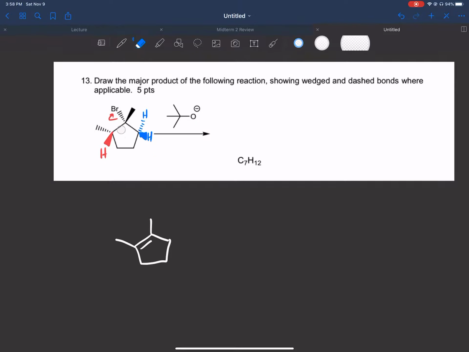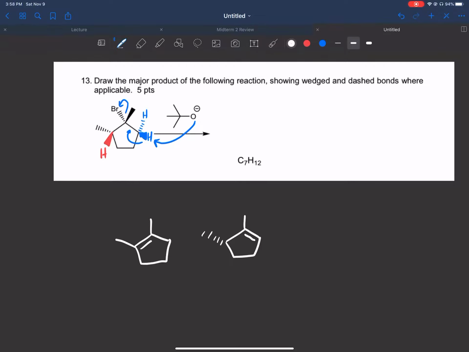Now let's try grabbing the blue hydrogen. So this is going to come down, grab the H. This bond gets collapsed downward, kicks the bromine out. So now what we're going to have is that methyl that was wedged is going to be over here. We're going to have a double bond there. And the dashed methyl on the left is going to stay dashed because we didn't touch it.